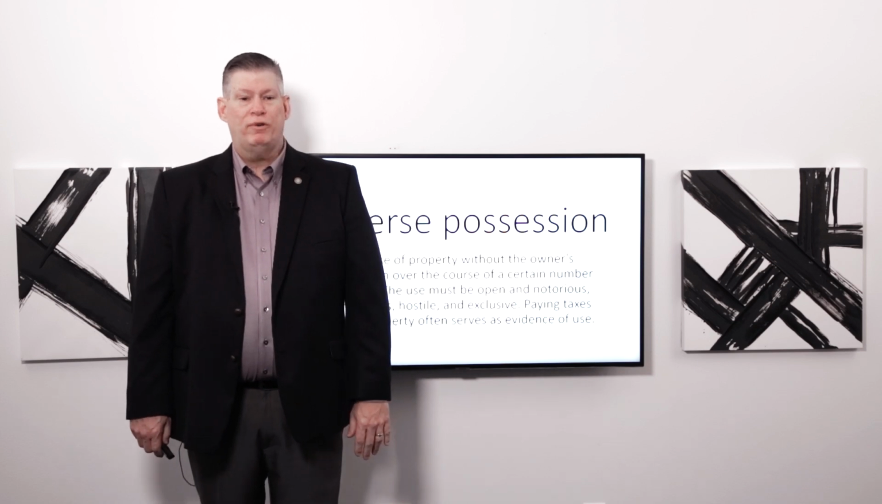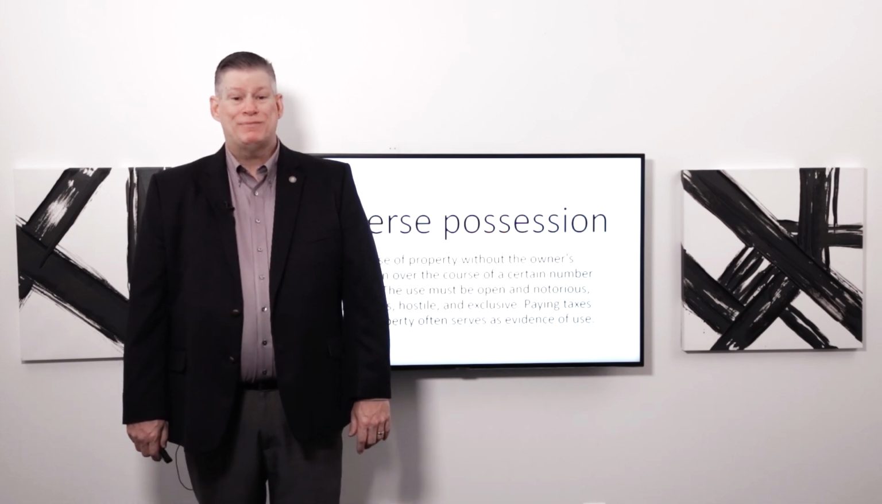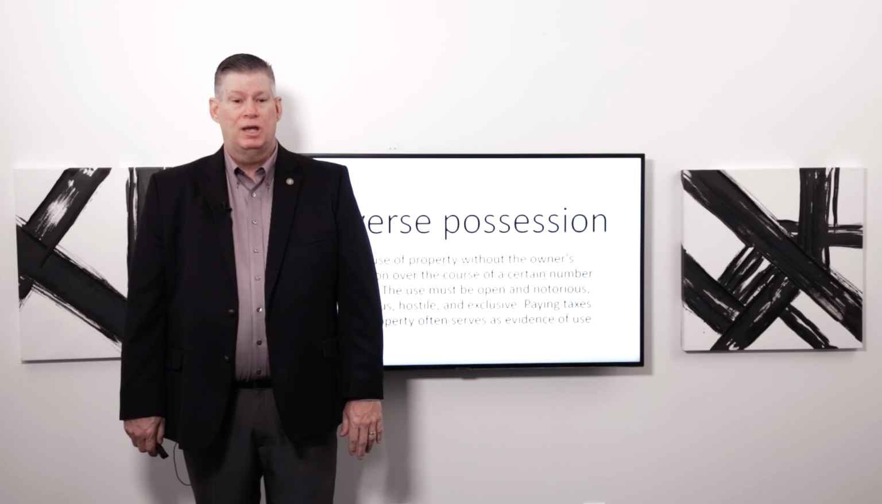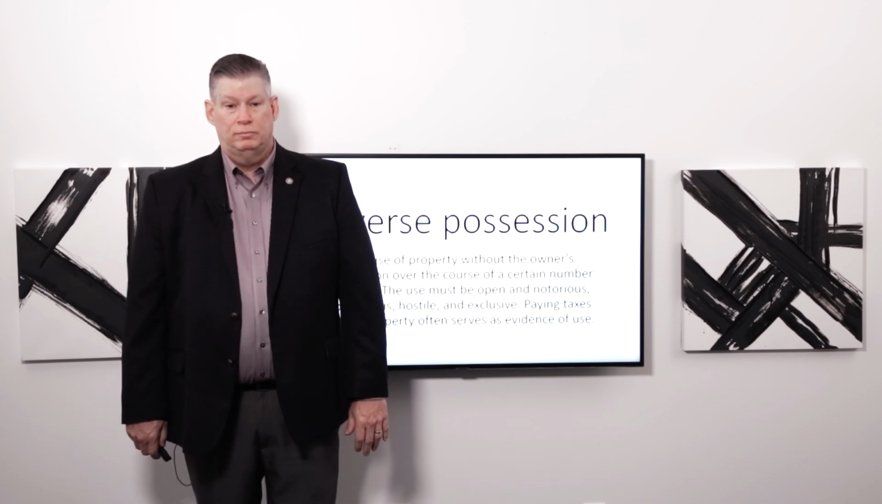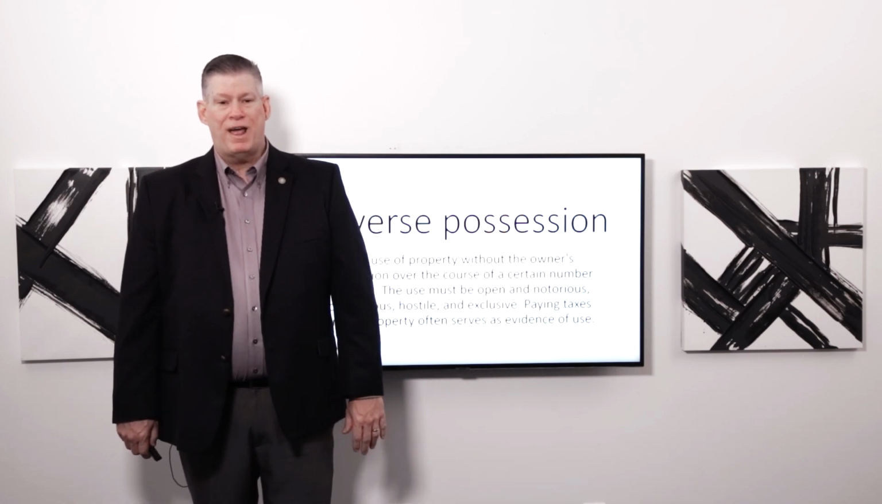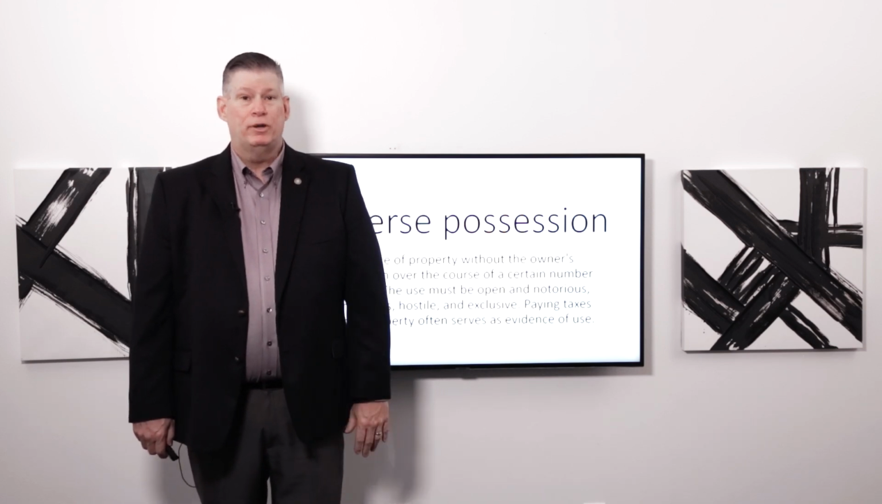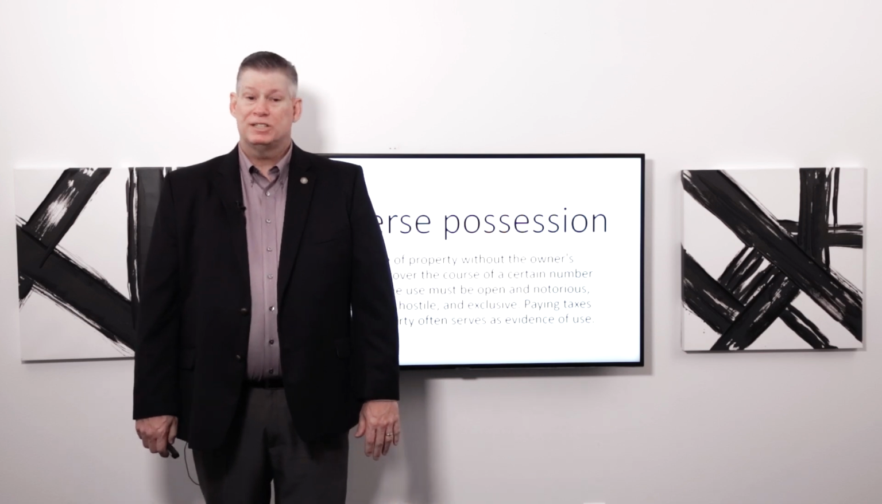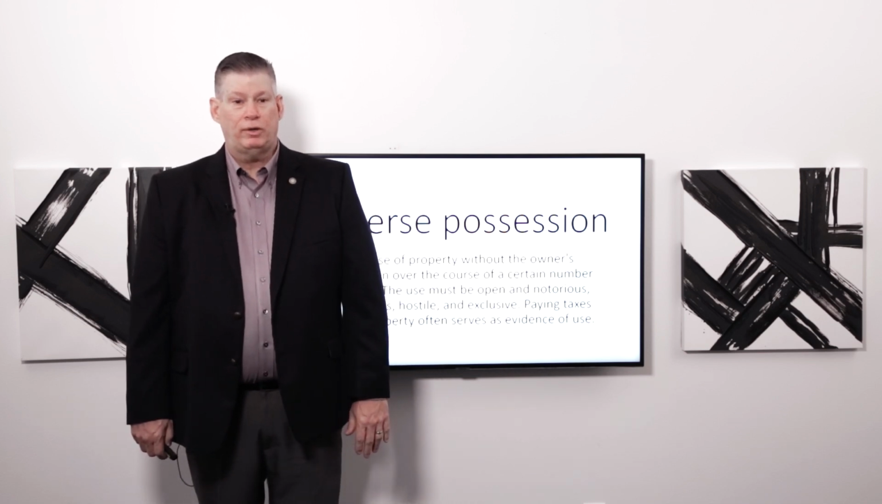Over the course of a certain number of years, the use must be open and notorious, continuous, hostile, and exclusive. Paying taxes on the property often serves as evidence of use. If that happens, then the person can go to court, file for adverse possession, and literally become the new owner of that property. This doesn't happen very often, obviously.